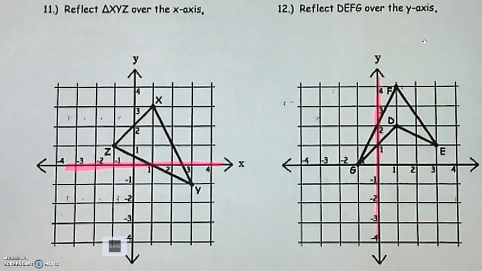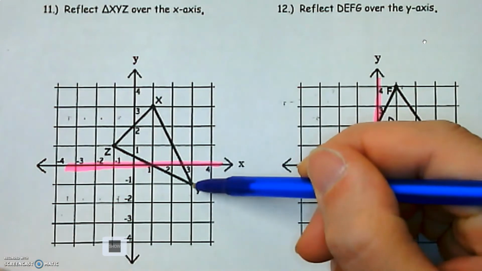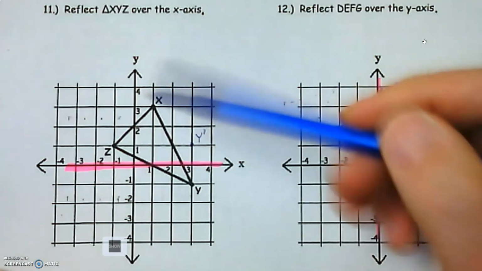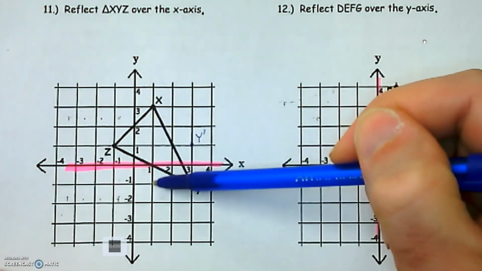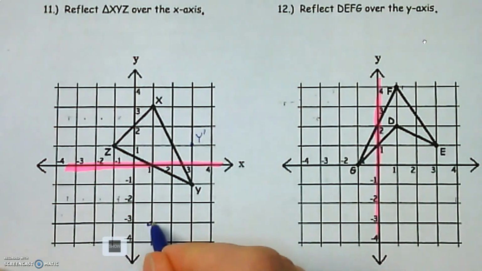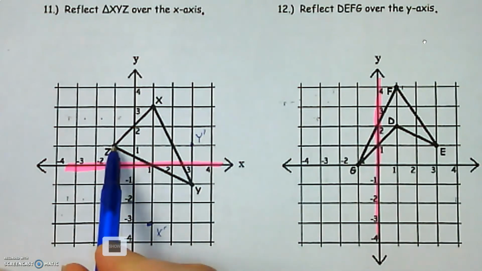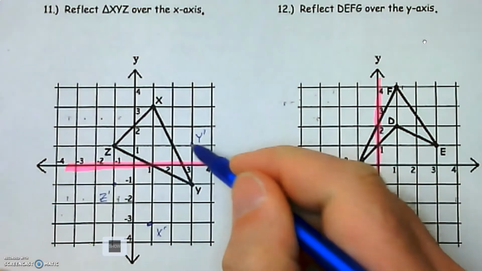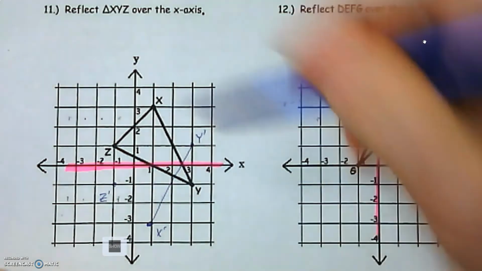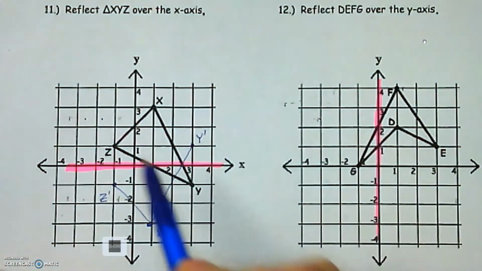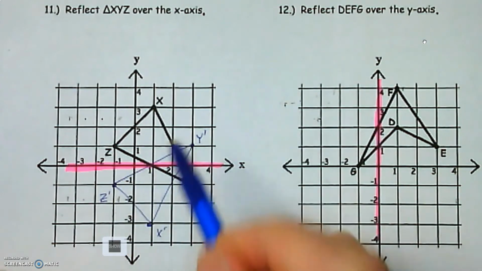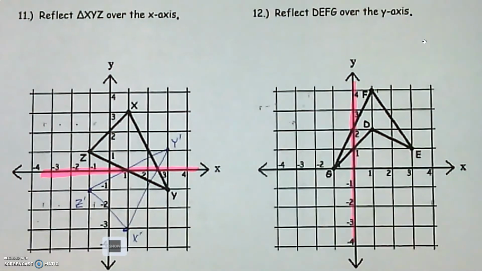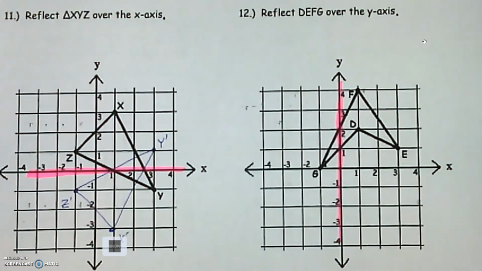Pause the video. Now let's just start on the right. Point Y is 1 away, Y prime 1 away. X is 1, 2, 3 away. X prime will also be 3 away. And Z 1, Z prime also 1. And let's draw our reflected triangle here. X prime, Y prime, Z prime.